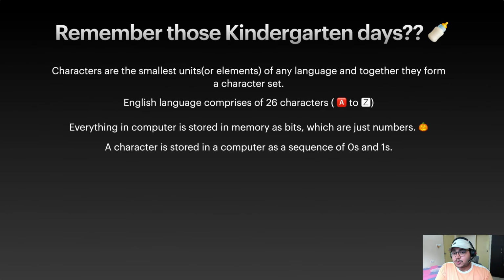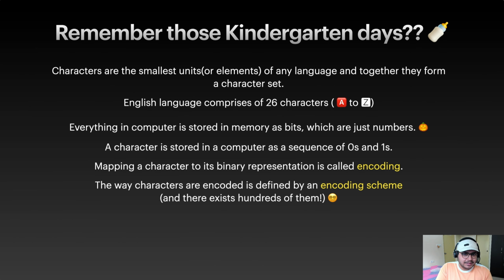A computer stores everything in its memory in the form of bits, which are basically binary numbers. To handle letters and other characters, computers assign a number to each character. Mapping a character to a number is called character encoding. The set of such encodings together forms an encoding scheme. And yes, there exist hundreds of such encoding schemes out there.